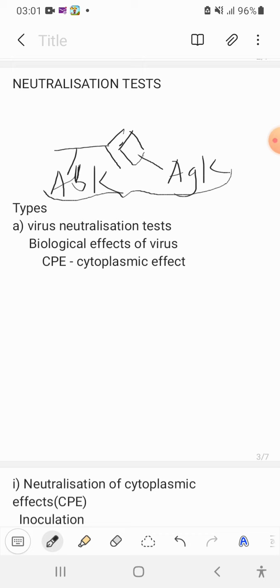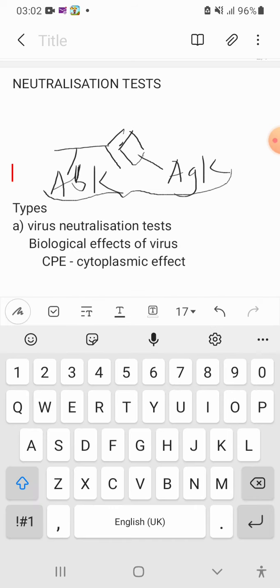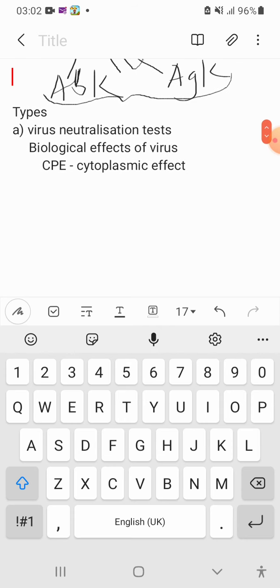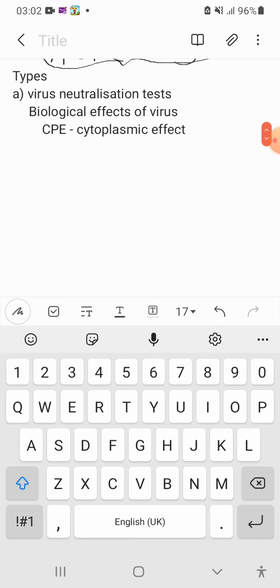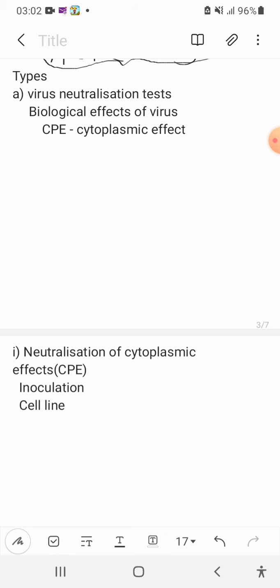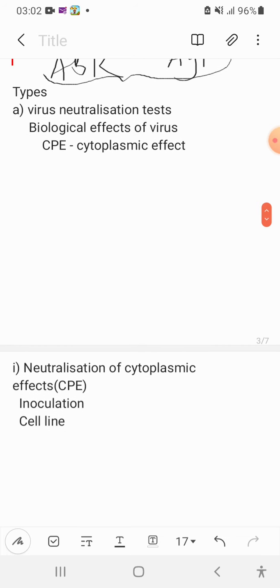So there are various substances that are neutralized when they react with their specific antibodies. Such antigens are viruses, poisons, and even enzymes. When they react with their specific antibodies, their biological activities are neutralized. So we are going to start by looking at the virus neutralization test.